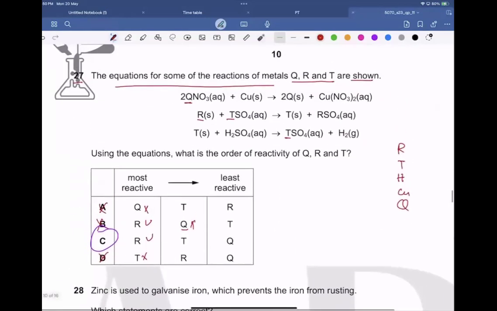See, if you see, Q is displaced by copper because copper has taken its place. So it clearly indicates that copper is more reactive than Q, right? Yes, Shayan, did you understand? Okay. Now, if you see, R is displacing T because R has taken its place. So R is above T and T is less reactive than R. Is this understandable, Shayan?